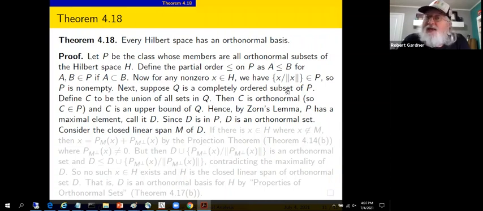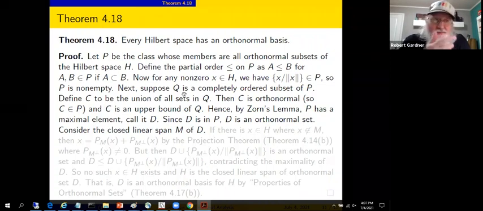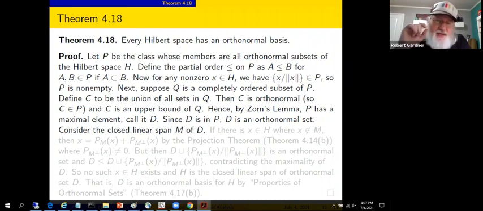Completely ordered subset. So we got a bunch of sets, and I want to think of them, well, nested is not the best word, but this one is a subset of that one, is a subset of that one, is a subset of that one. Now I don't want to necessarily think countable, because nobody's put those kind of constraints on anything. But think of them sort of like they're nested. So if we take the union of all those sets, that will create itself an orthonormal set.